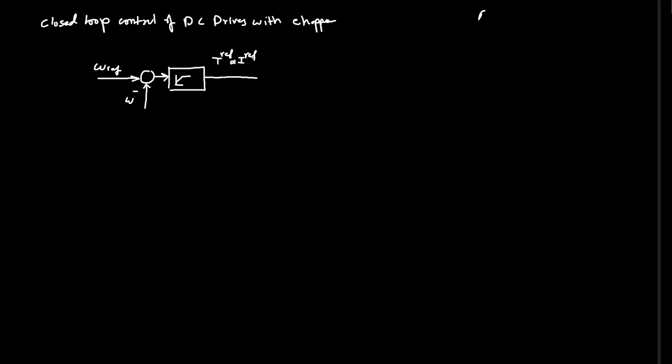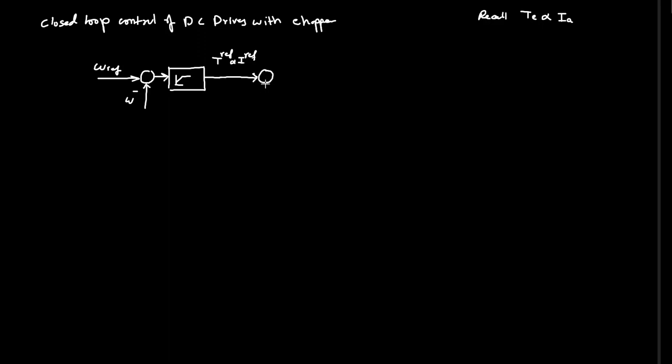Recall that the relation between the torque and the current is proportional, so the torque is proportional to the current at constant flux. This means that if we have a torque reference, we will have a current reference. So let's assume that this is a current reference.